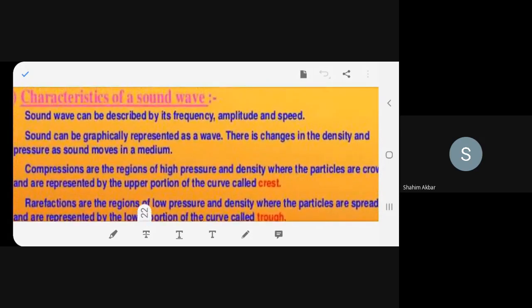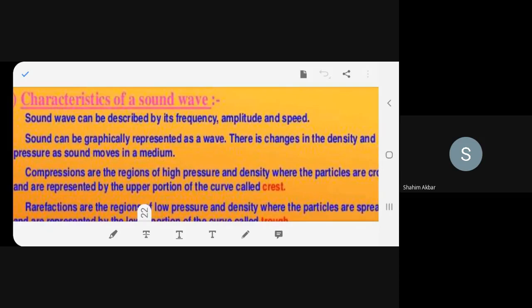So, what is sound? We are describing sound by the factors as frequency, amplitude, and speed, right? These are the features of a sound wave.